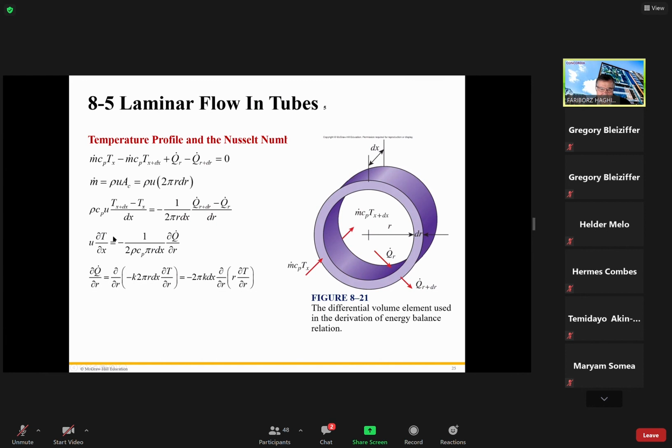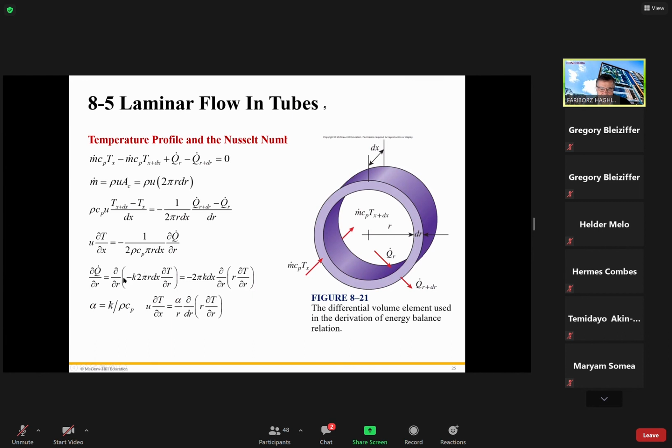And by replacing the qr here, this conduction that we have, this is the Fourier equation for cylindrical coordinates, which becomes minus k times A times dT over dr. Here we simplify, and this becomes this term. Okay. Therefore, we place them here to calculate, and then we simplify this equation to become here.